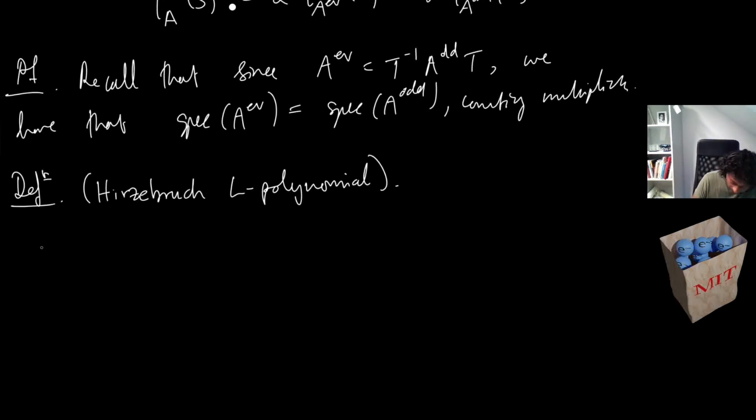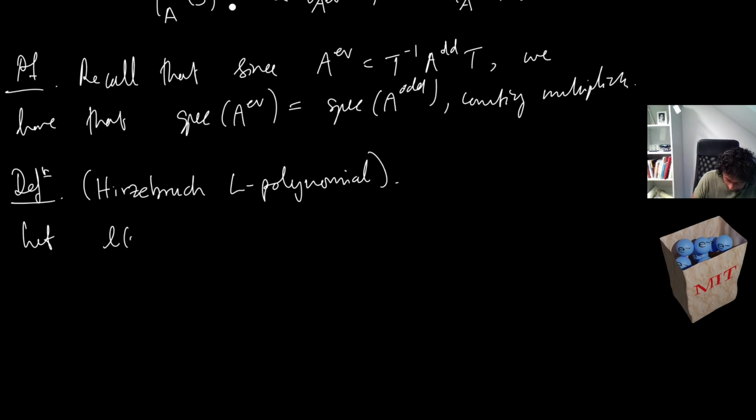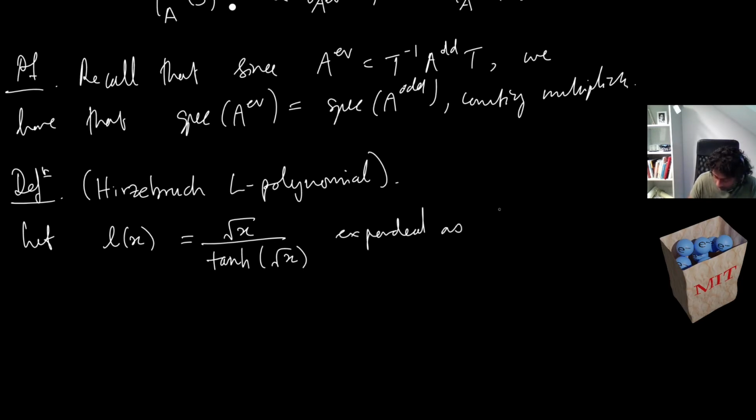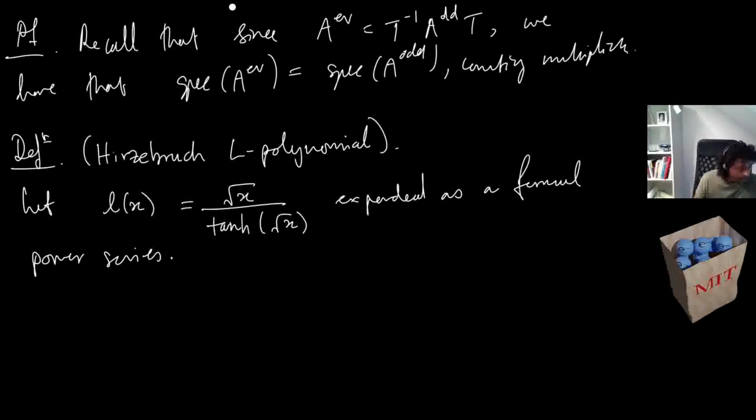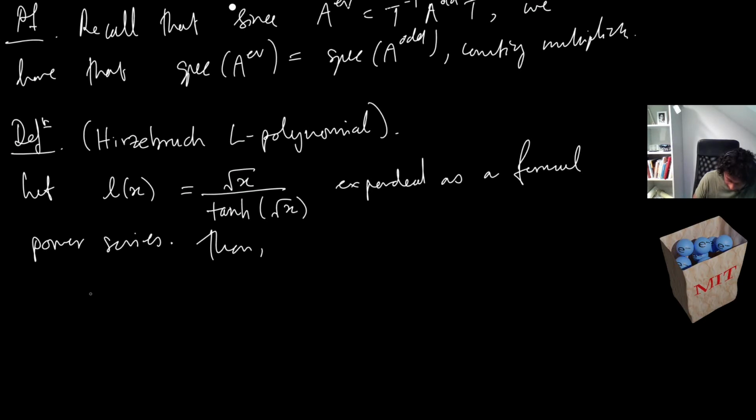So let L of x be equal to square root of x divided by hyperbolic tan of the square root of x, expanded as a formal power series. Then L of omega. So this is for the curvature 2-form now in this context.